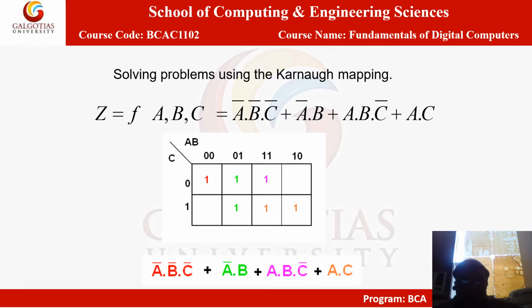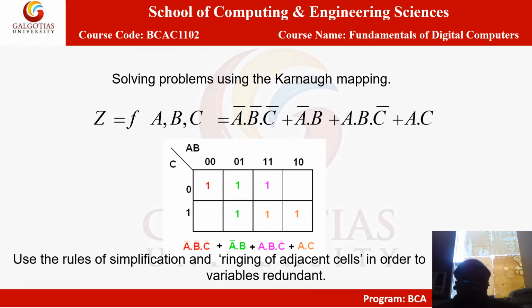This is the final. Now 2 cells are remaining empty. This will be filled with 0. First it will be filled with 0, then we will combine the value 1. So how will you combine? Maximum grouping is made of these 4 cells of 1. We will see in the next slide.